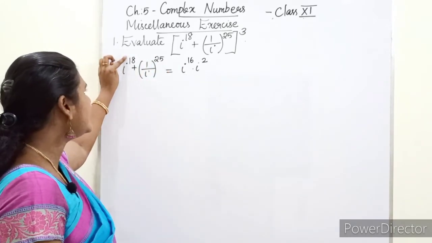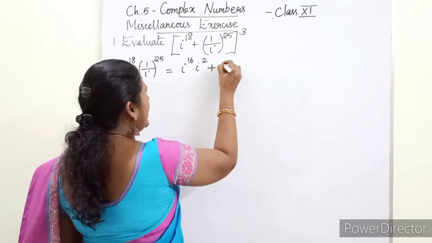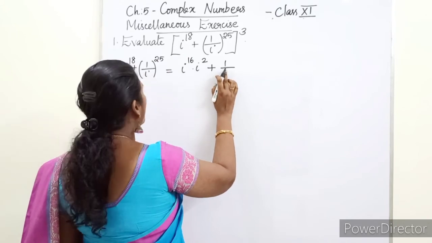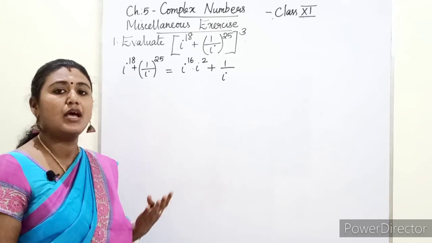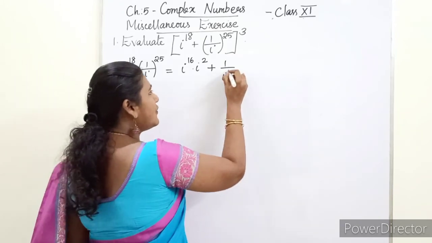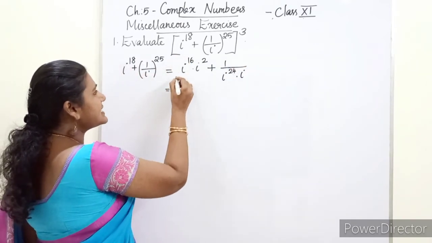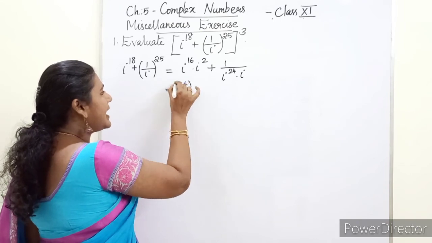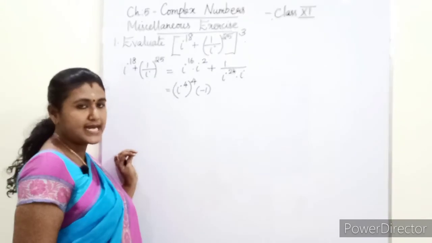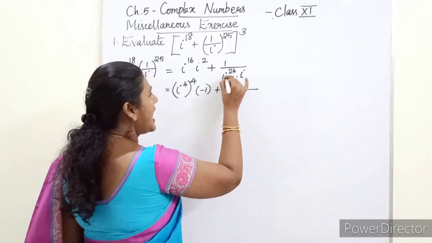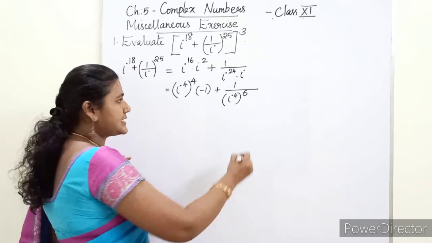So we can write i^18 as i^16 into i^2 plus 1 by i^25. i^25, how can we express? i^24 into i. So 24 is a multiple of 4, so we can write like this. Okay, now we will simplify this. i^16 we can write as (i^4)^4. i^2 value is minus 1. Plus 1 by i^24 into i, we can write as (i^4)^6 into i.